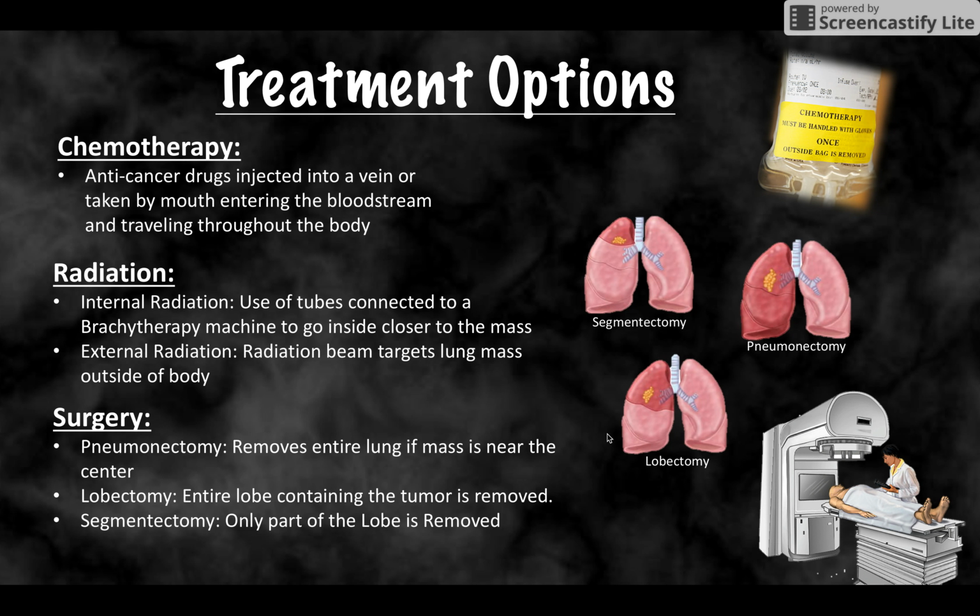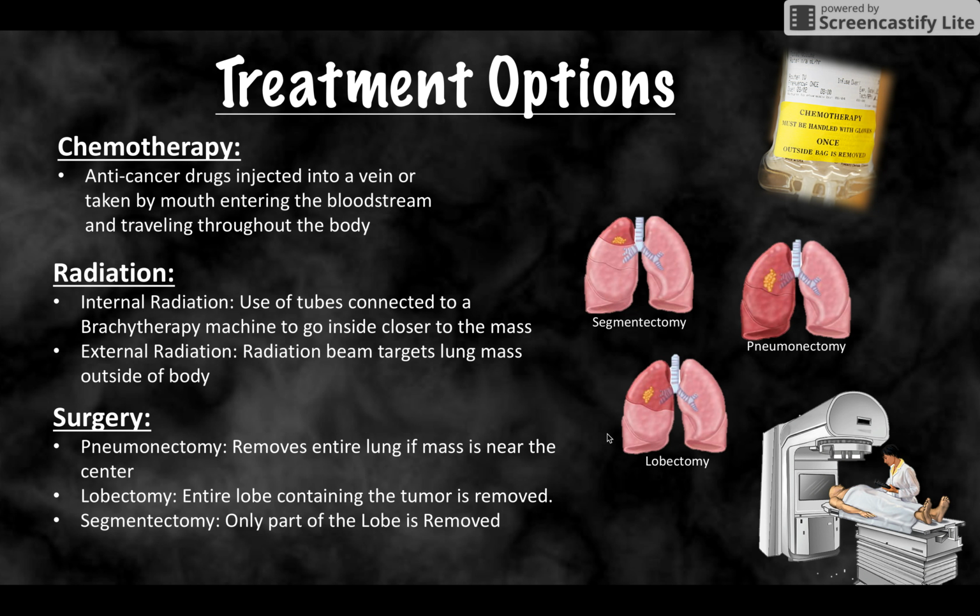There are 2 different types of radiation, including internal, which includes a tube that is inserted inside of you that is connected to a brachytherapy machine to get right there on that mass to be able to shrink it. While you have external radiation, which is beams outside targeting down on the mass while you are laying on a table.